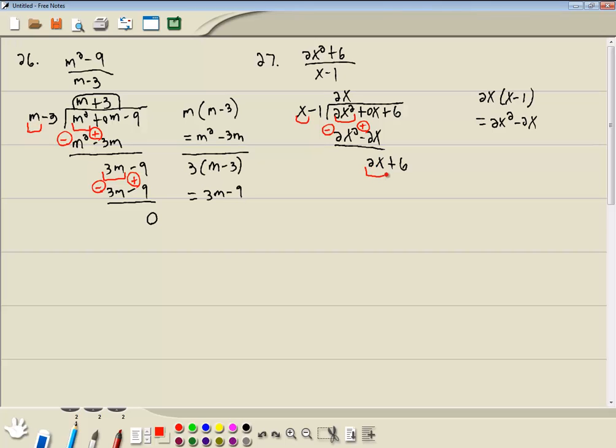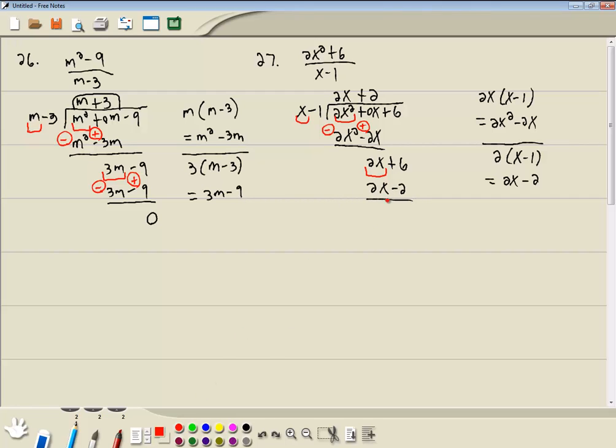We take a look at the first term of each, decide what to put up on top. You ask yourself what times x gives you 2x, and that'd be 2. Whatever you put up on top, you're going to multiply by what's out in front. So take 2 times x minus 1, which gives us 2x minus 2.